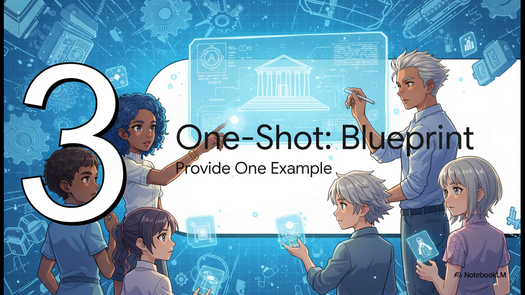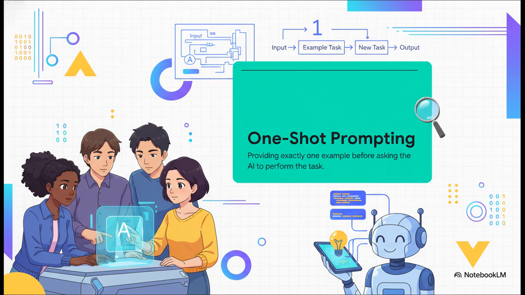Let's level up. Section 3, One Shot, also known as the blueprint. So what happens when you need something just a little more specific? We level up. One-shot prompting is exactly what it sounds like, providing exactly one example before asking the AI to perform the task. We're shifting from 0 examples to exactly 1. And by doing this, you're essentially handing that eager intern a structural blueprint. You're saying, hey, here is what success looks like. Now go do it for this new thing.